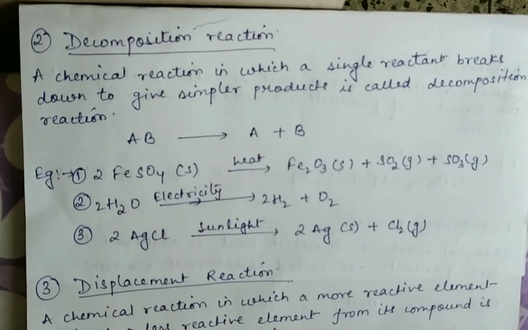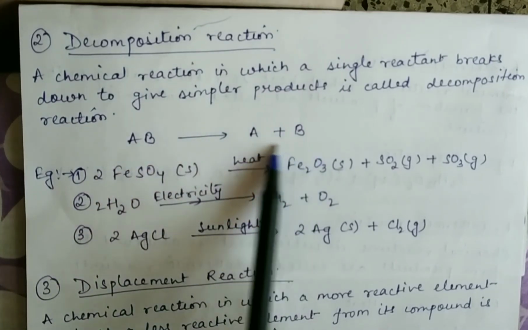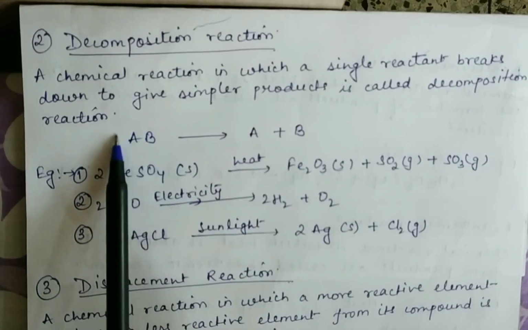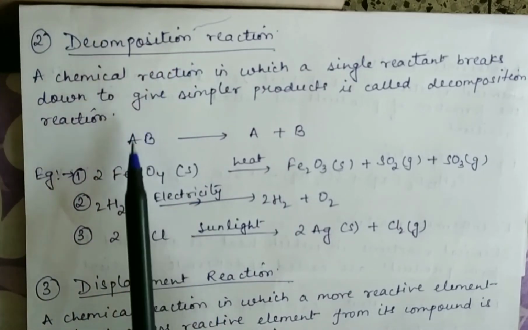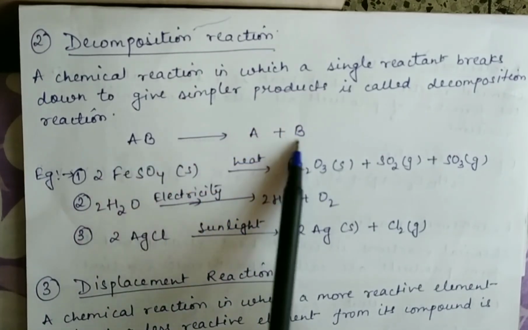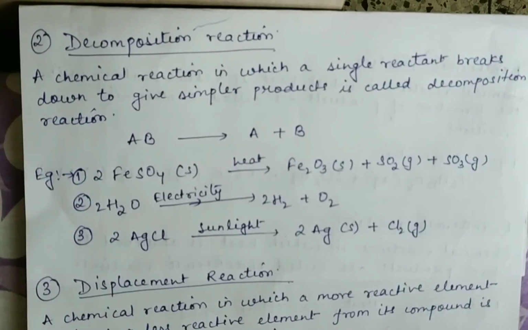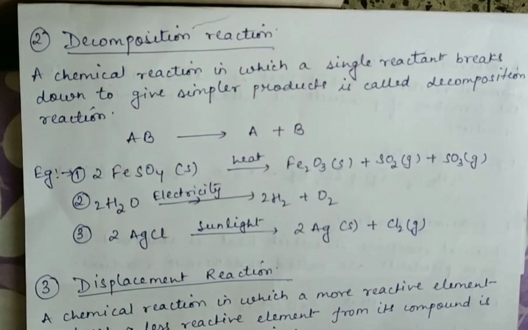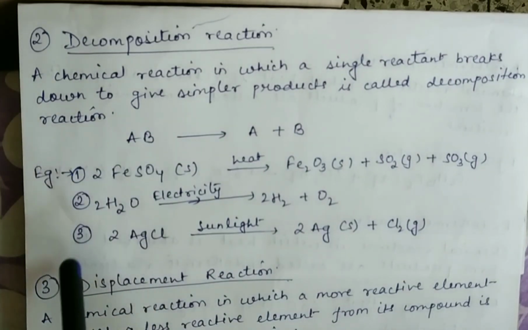So the general form representing a decomposition reaction is this. Here we have the compound AB, which undergoes decomposition and breaks up into 2 products, A and B. If you remember, this is just the opposite of the combination reaction that we have seen just now. Next, we come to the examples of decomposition reaction. So I have taken 3 examples here.